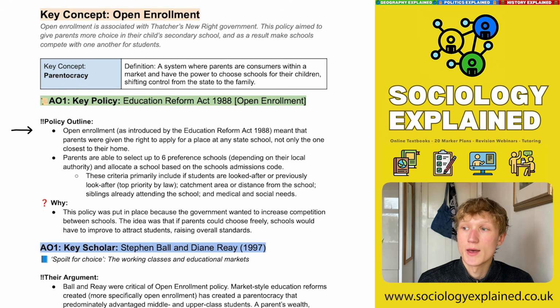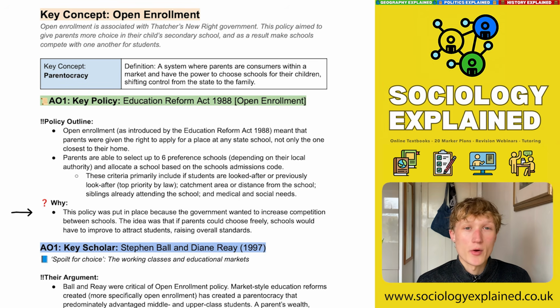The key policy here is the Education Reform Act of 1988, which introduced open enrollment, which meant that parents had the right to apply to any state school in the country, not just the one that was closest to their home. Before that, children just had to go to their local comprehensive school, or they could at some point go to other schools like grammar schools. Parents could pick up to 6 schools, depending on their local authority, and then they were able to get into the school or perhaps not, which depended on things like catchment area, whether siblings were at the school, and other needs of the student.